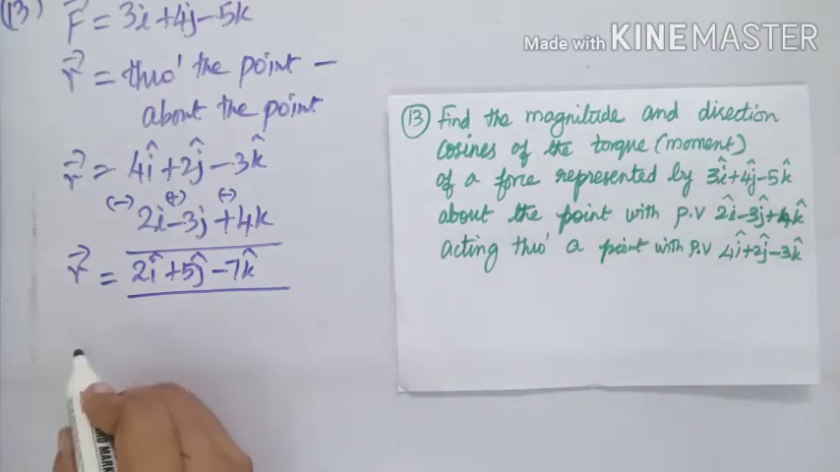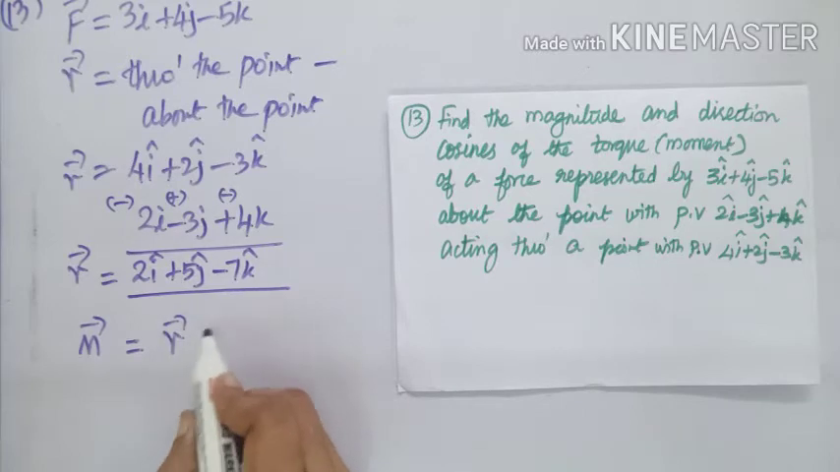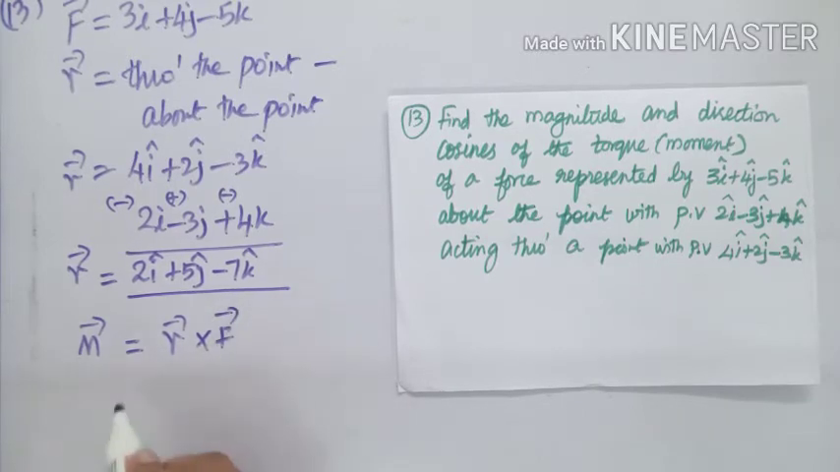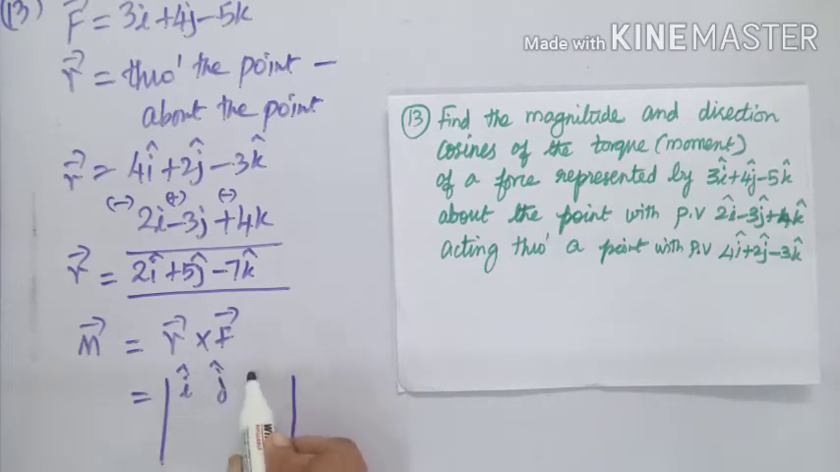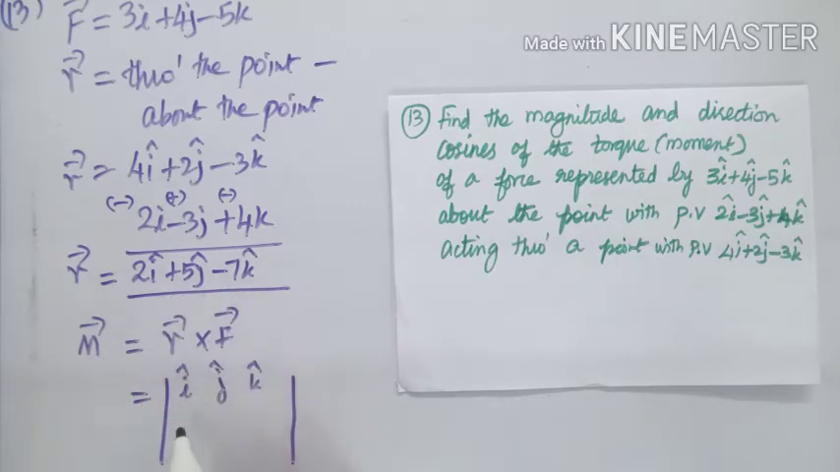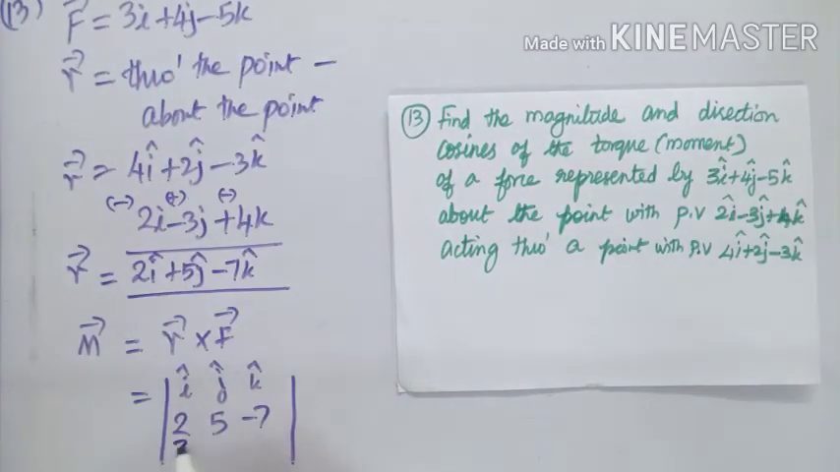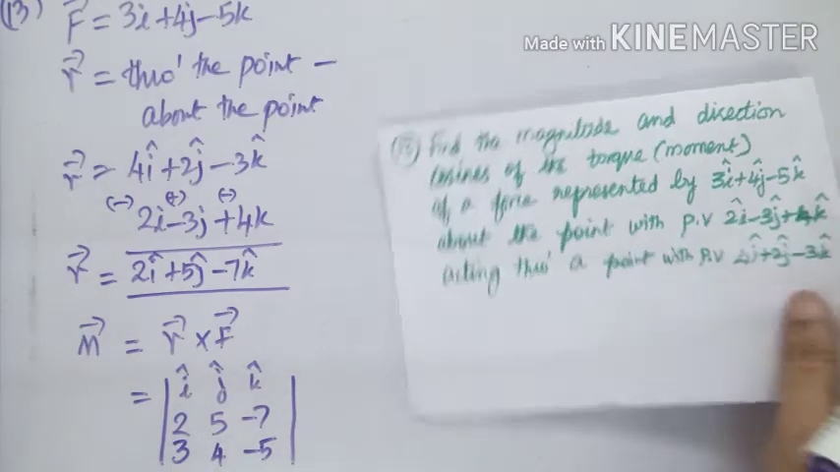What we need to find is moment. Moment formula is R cross F. We write determinant, first row I, J, K. R. What is R vector components? 2, 5, minus 7. And what is F components? 3, 4, minus 5. Remember, mustn't write IJK here.